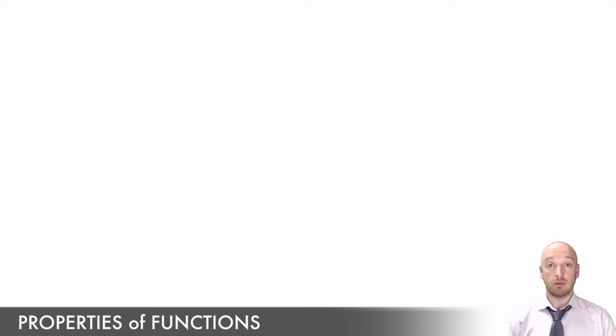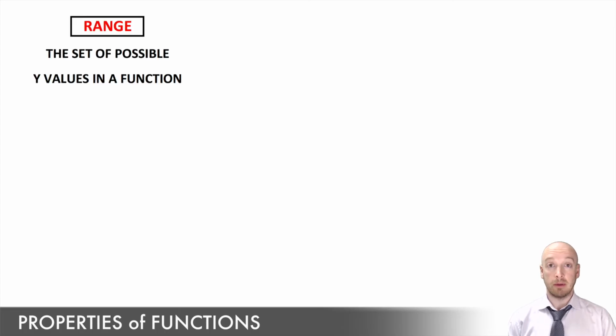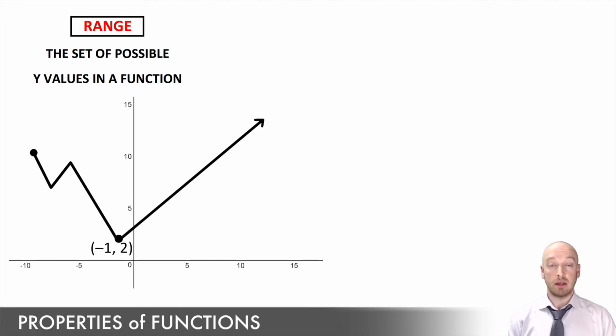So next up is the range of a function, and this is going to be a little bit quicker than domain because it's the exact same thing except for y values instead of x values. So range are all the possible y values that are given in any function. So for the function that's shown on the screen, we can see that even though it has a few ups and downs in it, the y values never dip below 2.